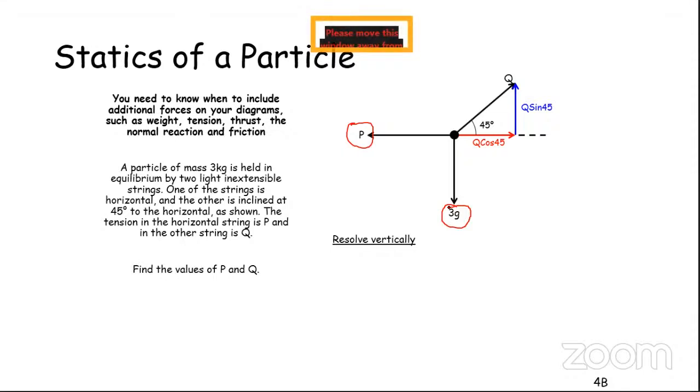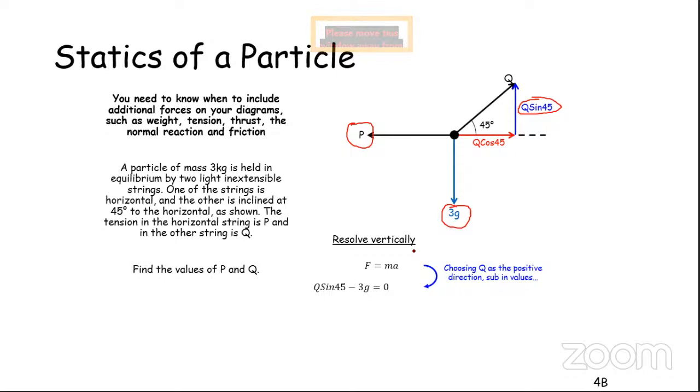Yes. So resolving vertically, this is the positive, this will be in the negative. So that will be Q sine 45 minus 3G. And here we take it the other side, so Q sine 45 is equal to 3G. The Q is equal to 3G divided by sine 45, after dividing by sine 45 both sides.